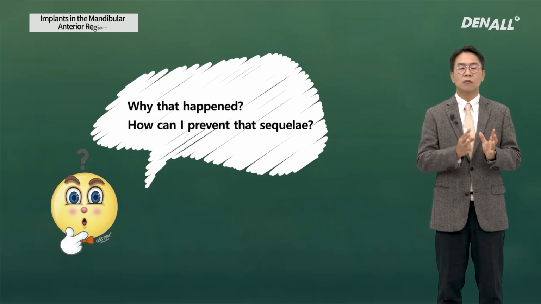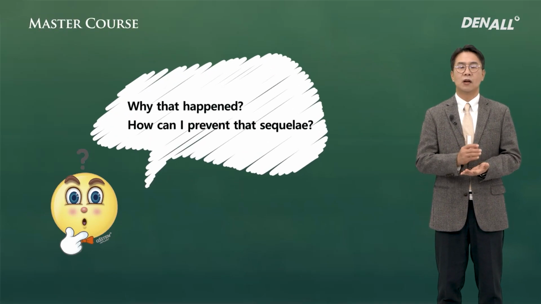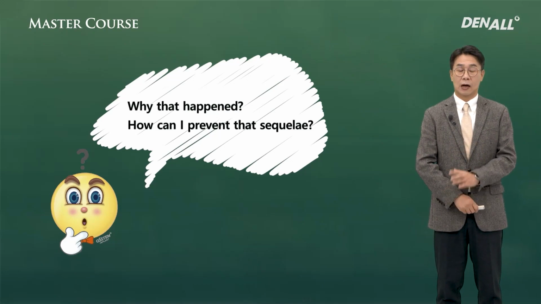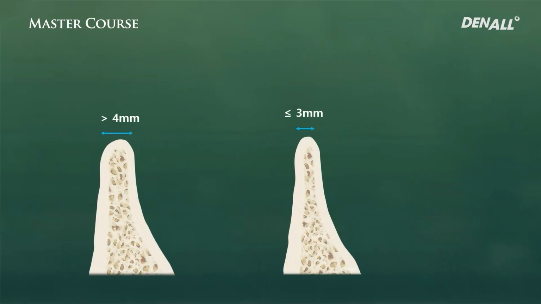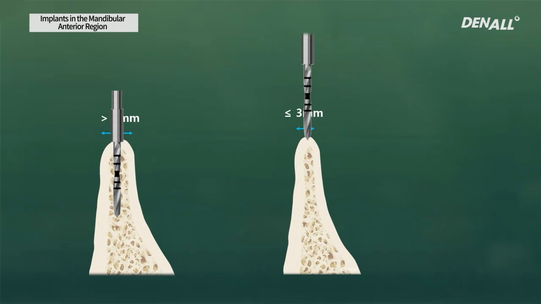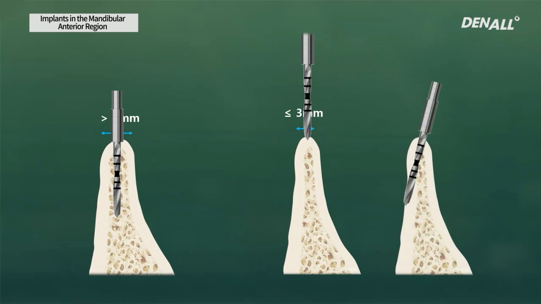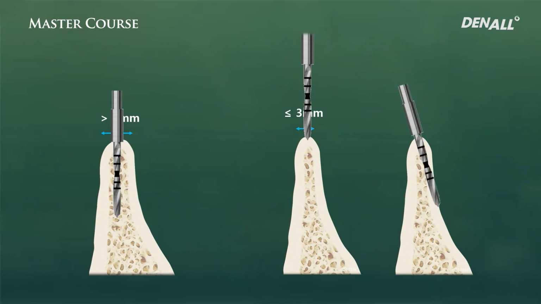We need to determine why that happens and how to prevent that. As I said before, the patient's ridge width would determine the result. If the ridge width is wide, we can drill into the position that we want, no problem. If the ridge is narrow, during drilling, it can go in an unwanted direction, lingually or buccally. How can we control the direction?